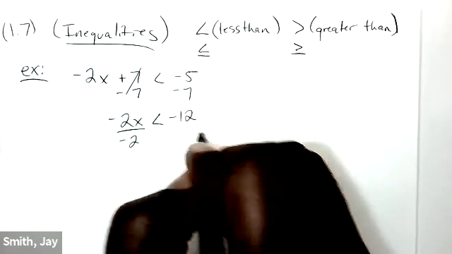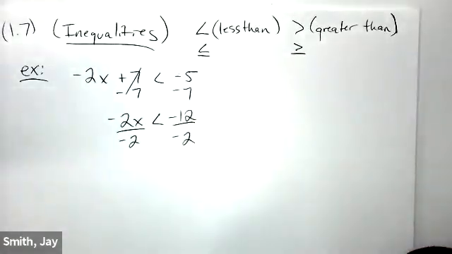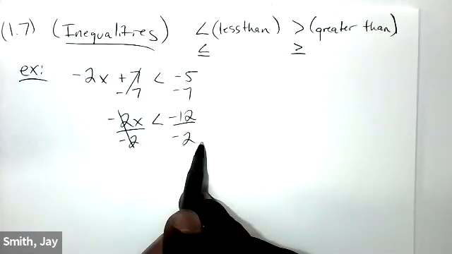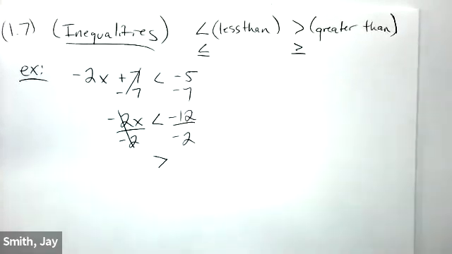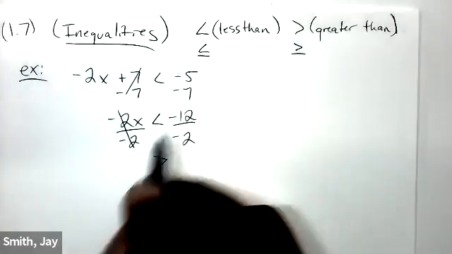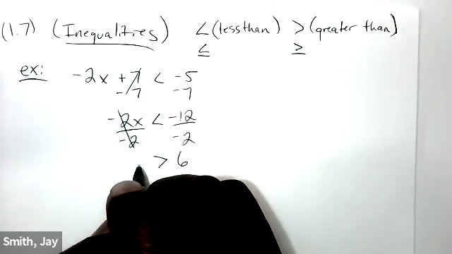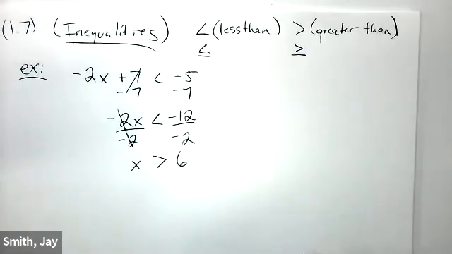And to get the x by itself, we need to divide both sides by negative 2. We want to remember that if we divide by a negative, as we've done in this case, the inequality would flip. So negative 12 divided by negative 2 is going to leave me with a positive 6. So my answer is x is greater than 6.